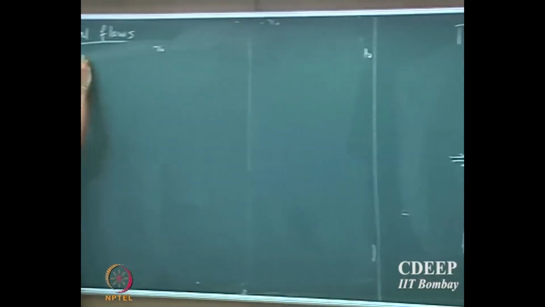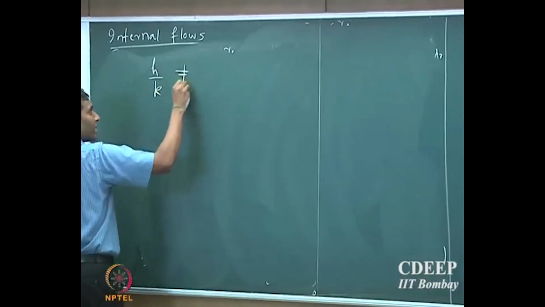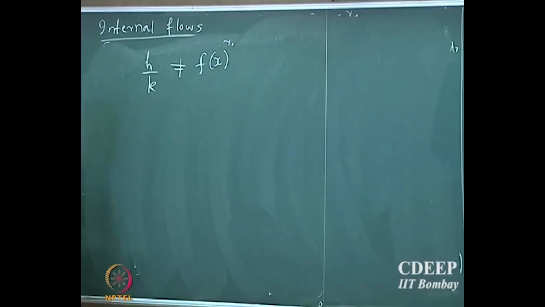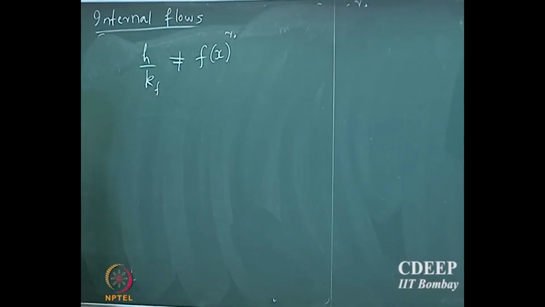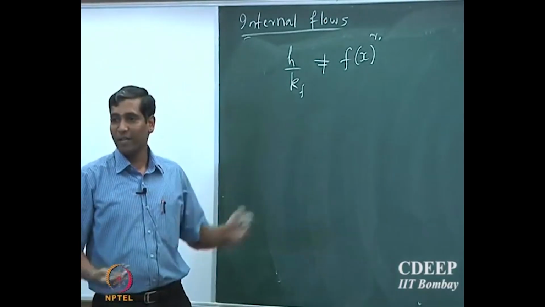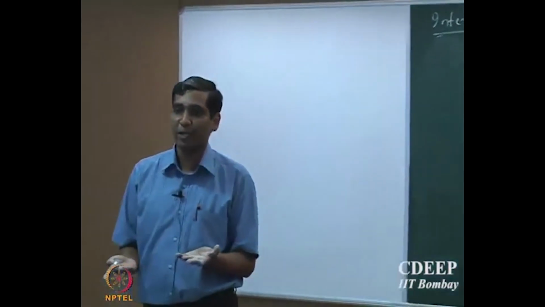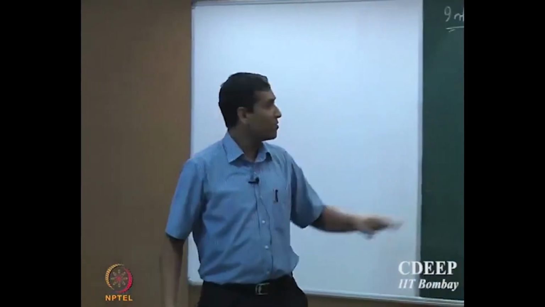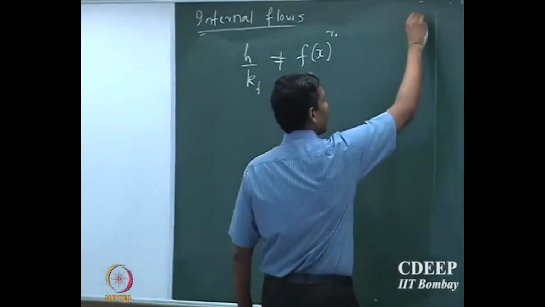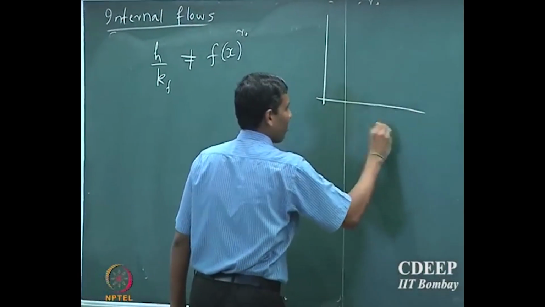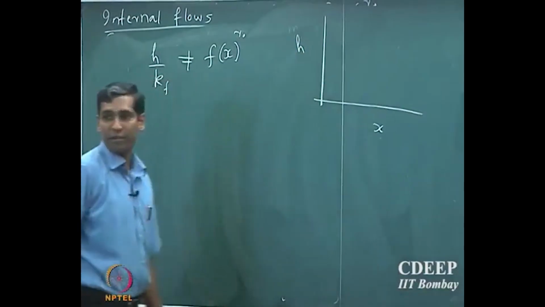So which means that h by k is not a function of the axial position. Okay. So this provides an excellent framework for actually comparing the transport properties for different fluids. The conductivity of different fluids are different. So this provides a very nice framework for comparing the properties of heat transport for different fluids which will have different conductivity. Okay.